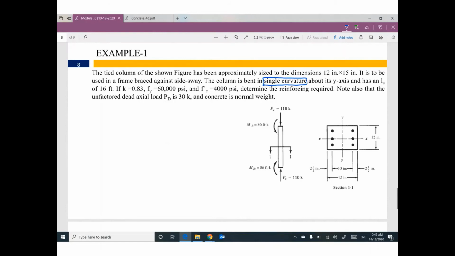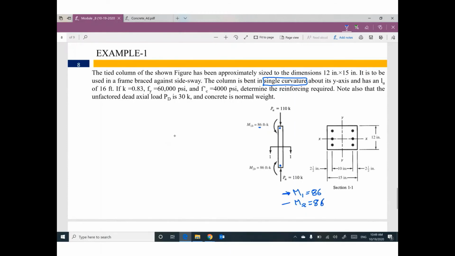So this column has a moment here, how much? 86. And it has a moment here, how much? 86 given. So can you tell me which one is M1 and which one is M2? The biggest one is M2 and the smallest one is M1. You are lucky, both of them are equal. So M1 will be 86, M2 will be 86. But if they are not equal, the smallest one is M1, the biggest one is M2.